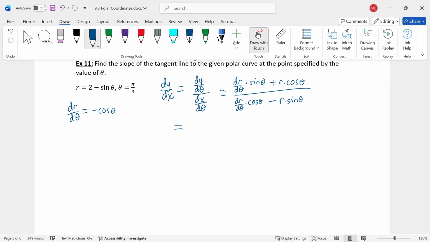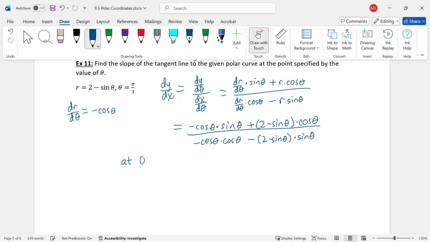All right, so let's plug in dr/dθ. That's negative cosine of theta times sine of theta plus r times, well, let's plug in r as well. We want to write everything in terms of theta, so that's 2 minus sine of theta times cosine of theta, all over negative cosine of theta times cosine of theta minus r, which is 2 minus sine of theta, times sine of theta. Now, we want to take this at theta equals pi over 3. That's going to give us our slope.